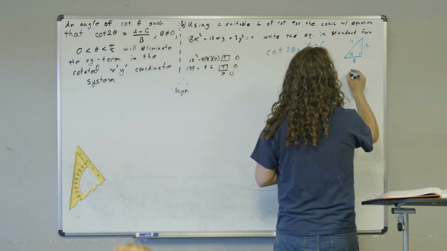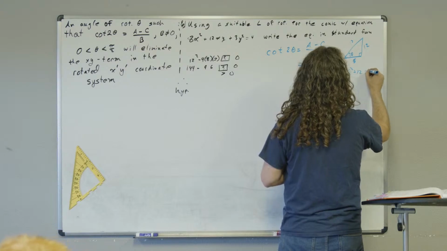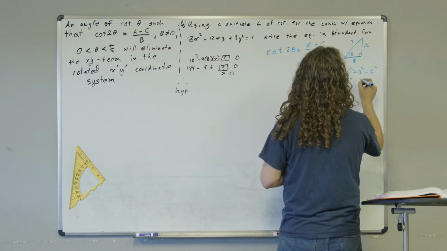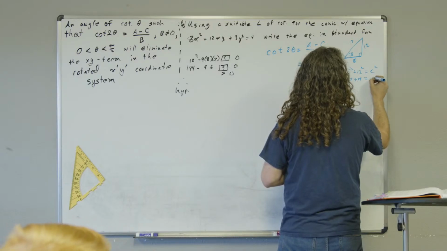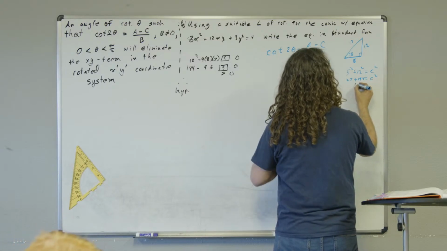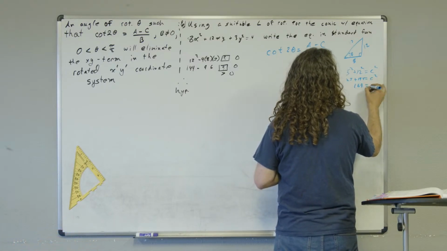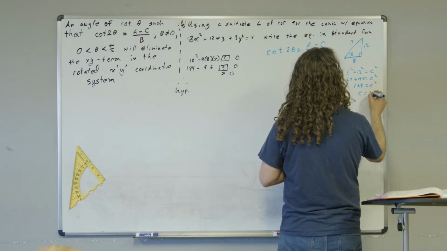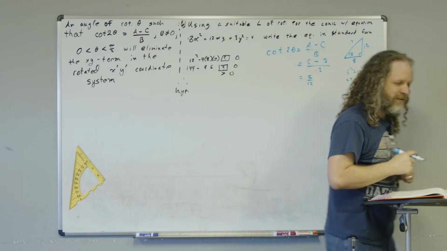Get the full example. So 5 squared plus 12 squared equals c squared. 25 plus 144 equals c squared. 25 plus 144 is 169 equals c squared. Square root of both sides, we end up with c equals 13. Bam, that's 13.